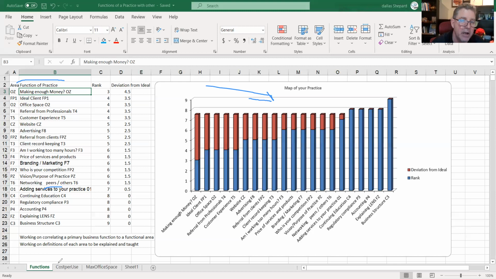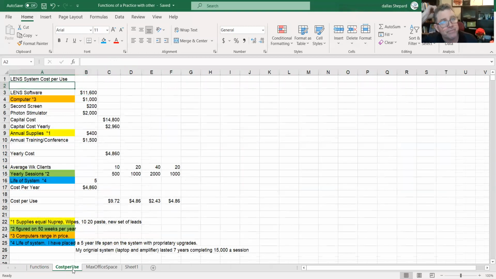Second page down here, cost per use. This kind of gets into a little bit of the, I'm going to say, the accounting side. But when we come down here, why can I not do this? There it goes. Cost per use. Some of these numbers might be a little bit off. I might need to readjust them, and that's something that we can do and start refining. But the lens software is about $11,600. I'm not sure if that includes the computer or not. I just need to ask the question and find out.